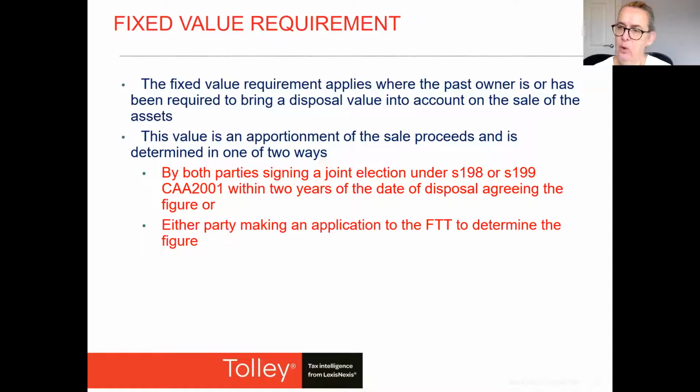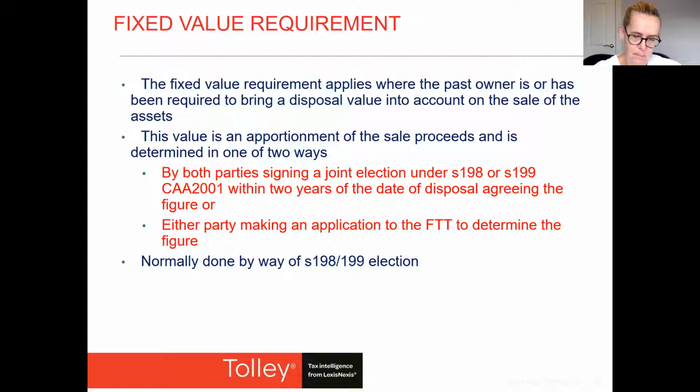Or if you cannot agree a figure between the parties, then either party can make an application to the first tier tribunal to determine the figure. Normally that would be done by way of a section 198 or 199 election. It's 10 years since this legislation has been in place, and I am not aware of any case which has yet been referred to the first tier tribunal to make this determination. It's not the sort of thing that's likely to get great publicity, so I may not be aware of that.